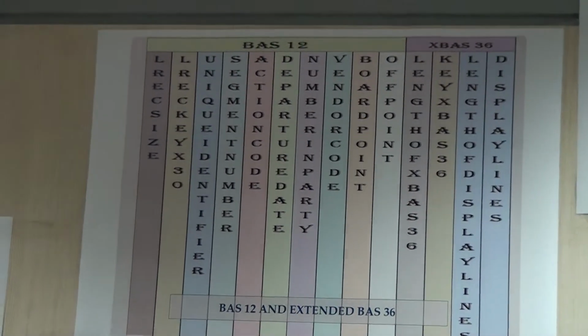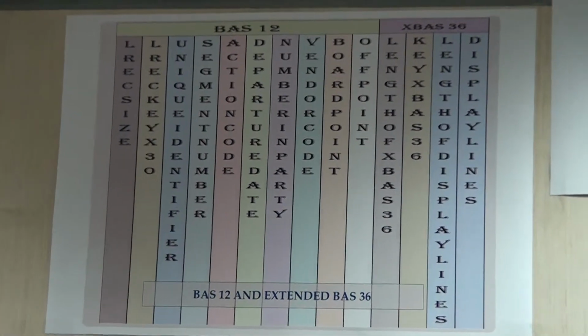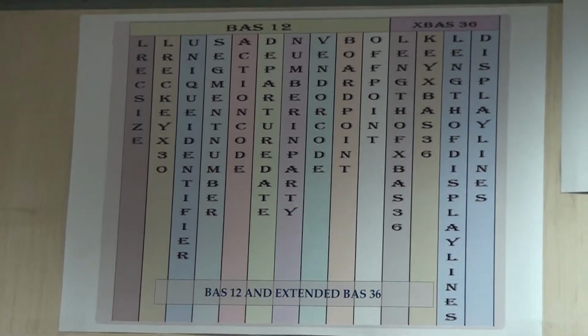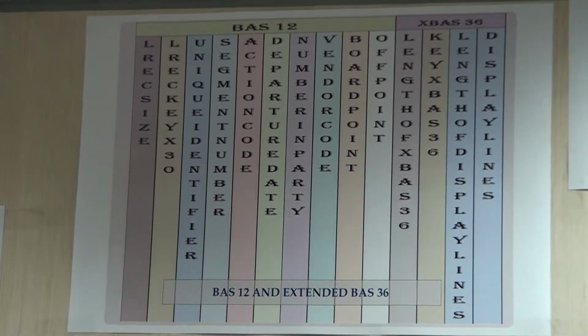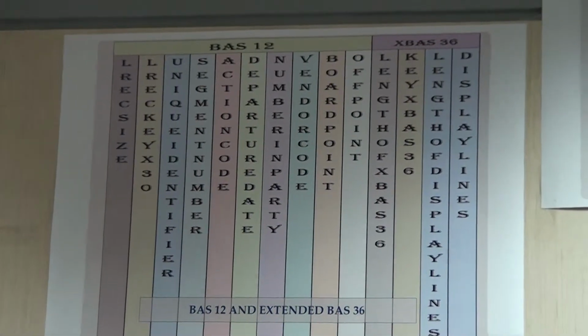Along with the BAS Type 12, we have an extended BAS for the same, which contains the details which have to be displayed to the customer. These are called the displayable lines to the user, and it's always what is represented on the face of the PNR to the user.